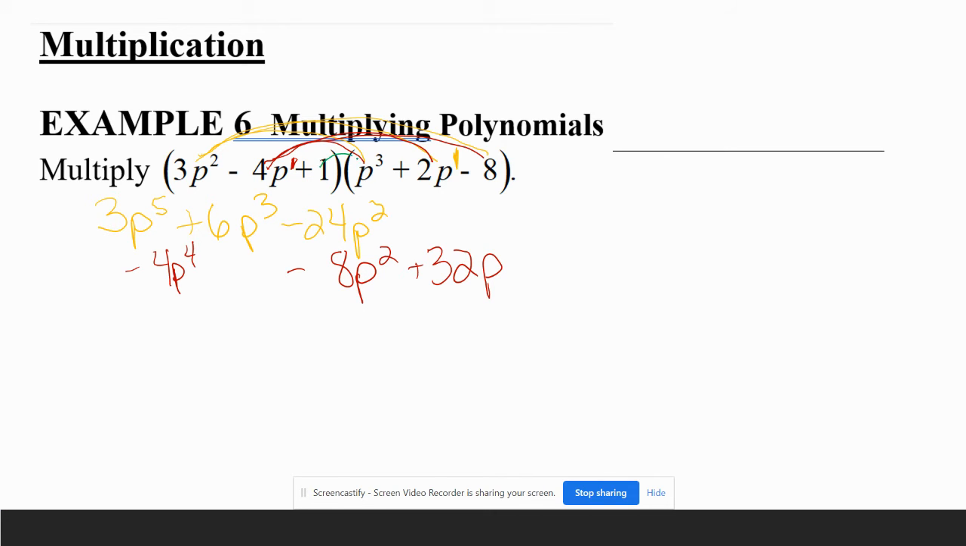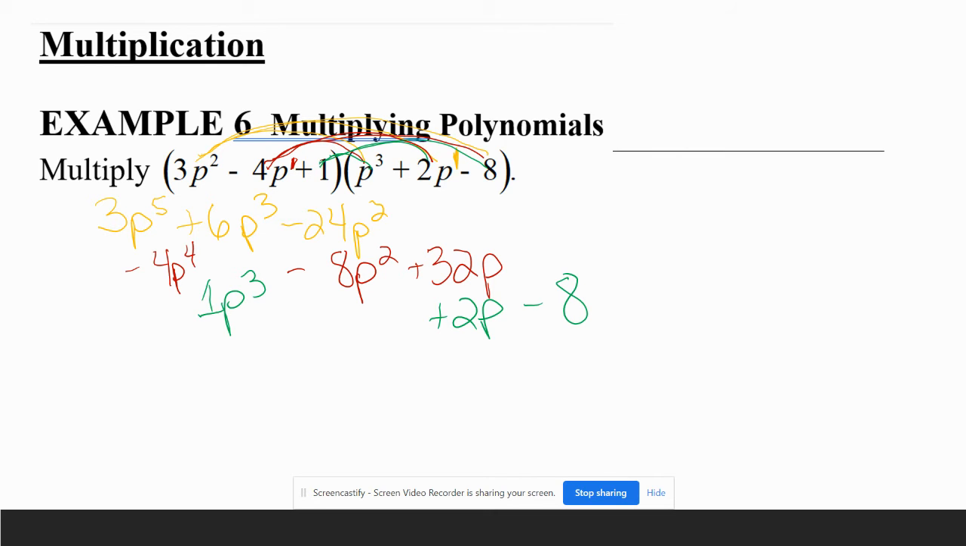Last but not least, we have the 1, the positive 1 that's going to go to all three of those. So 1 times p cubed is 1p cubed. We can put the 1 there. We don't have to. 1 times 2p to the first is 2p to the first. And 1 times negative 8 is negative 8.